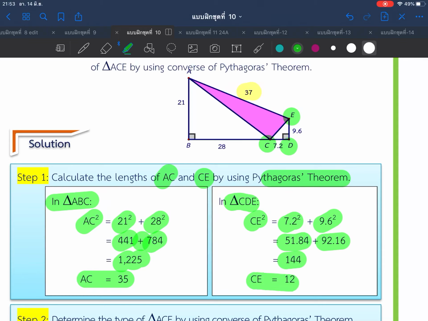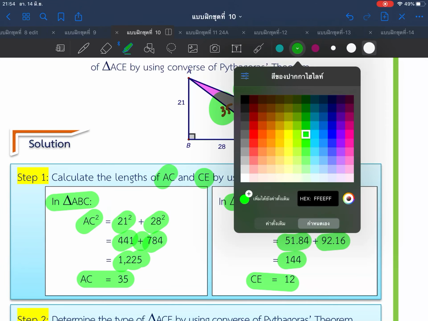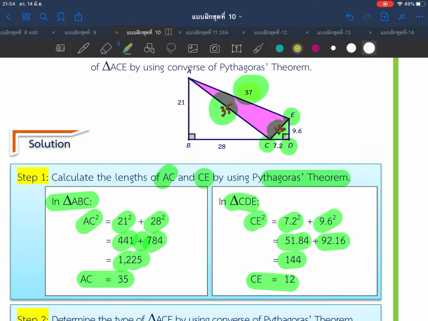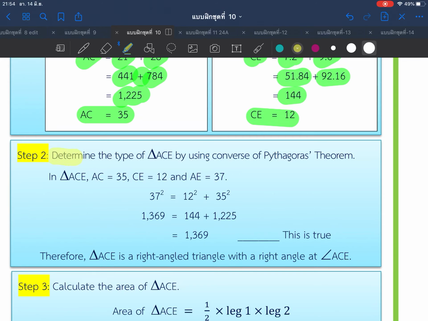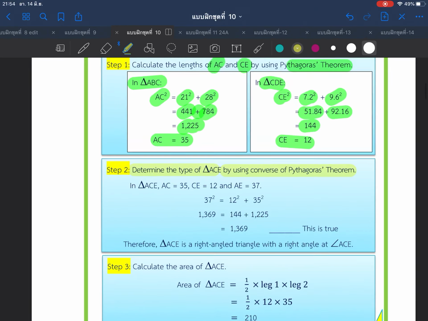Okay, now we know that this is equal to 12 and the other one is equal to 35. So we know all three sides of the pink triangle. To find its area, we need to prove whether it's a right angle triangle or not. So step number 2, determine the type of triangle ACE by using the converse of Pythagoras theorem.